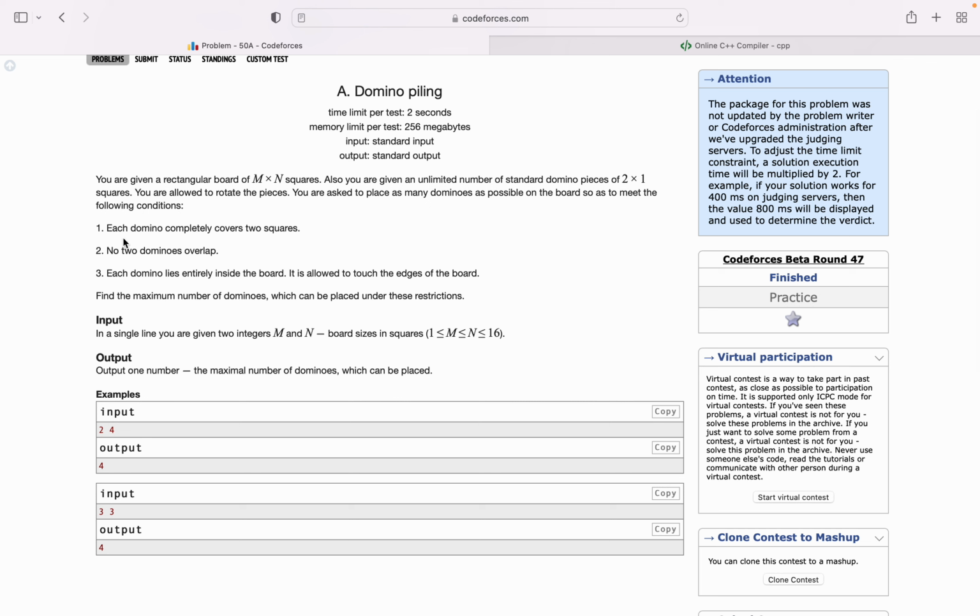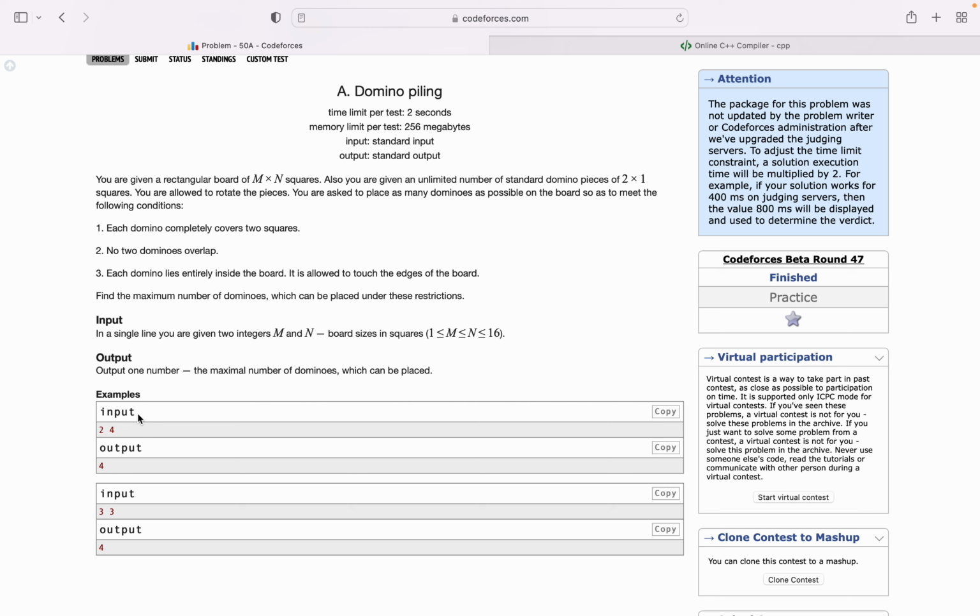So it is telling that we have a given rectangular board which is of m cross n, and we have an unlimited number of dominoes of size 2 cross 1. Let me just tell how many dominoes we can place.